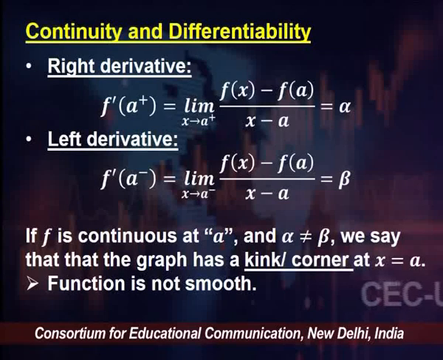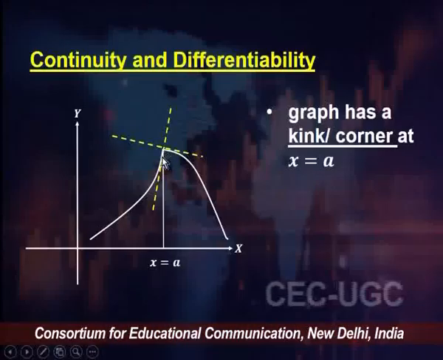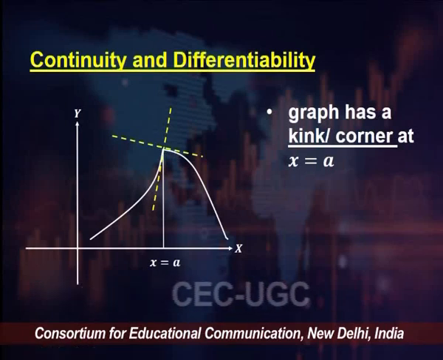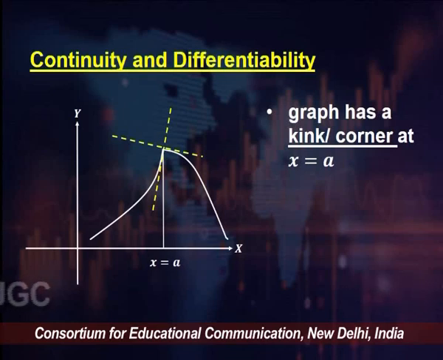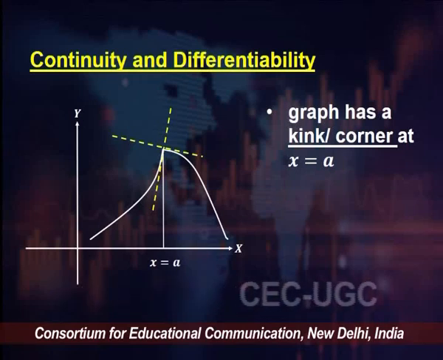And here, visually this means that the graph has a kink or a corner at x equal to a. There's a sharp point here. Some people call it a sharp point. There's a kink or a corner at x equal to a. This is where we say the function is not smooth. You could smooth out the corner only if alpha were equal to beta, that is, if the left side derivative were equal to the right side derivative. So with this we conclude the first part of the lecture, and we will continue with this discussion in the second part. Thank you.